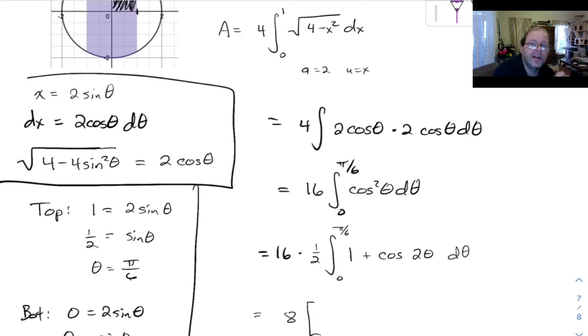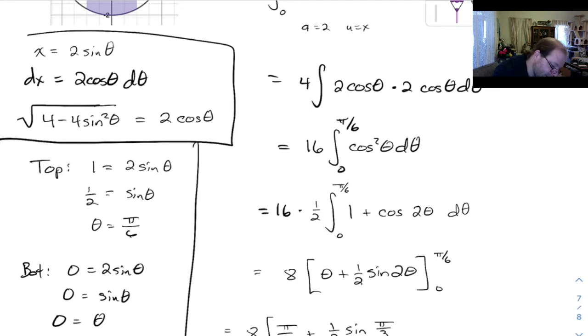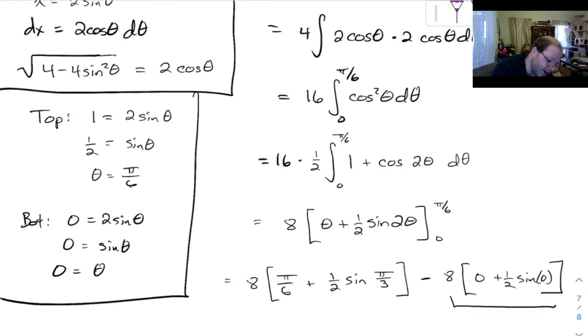All right, this is something we can integrate nicely. If you integrate 1, you get theta. If you integrate cosine, you get positive sine. 2 theta, we got to divide by 2. And we're going from 0 to pi over 6. So if you plug in the pi over 6, you get 8 times pi over 6 plus 1/2 sine of pi over 3. And if you plug in the 0, you get 8 times 0 plus 1/2 sine of 0. So this whole thing zeroes out.